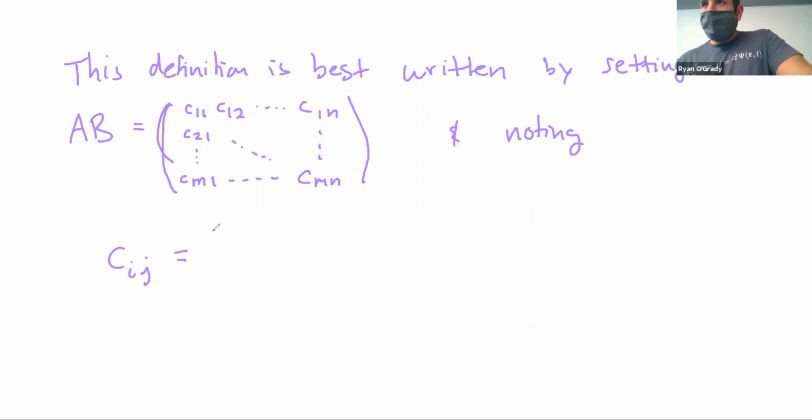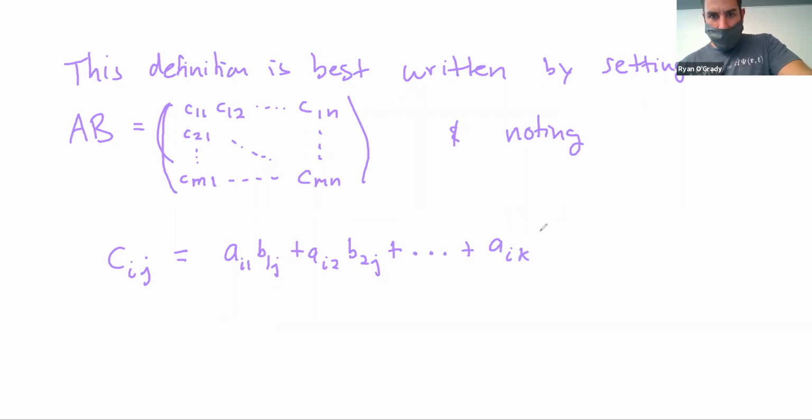All right. A sub i1, B sub 1j, plus A sub i2, B sub 2j, plus, this pattern continues all the way out to the kth entry.